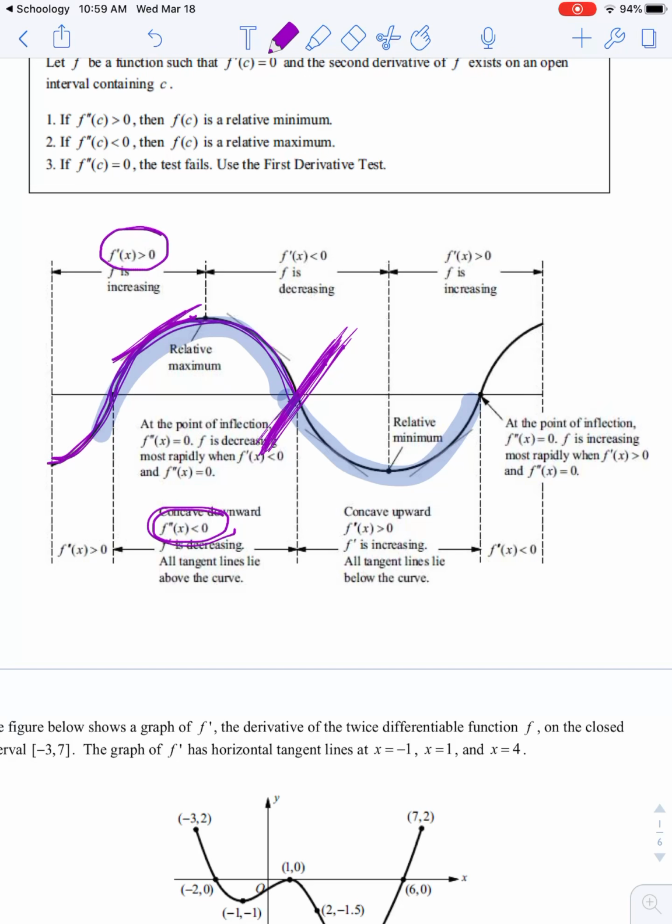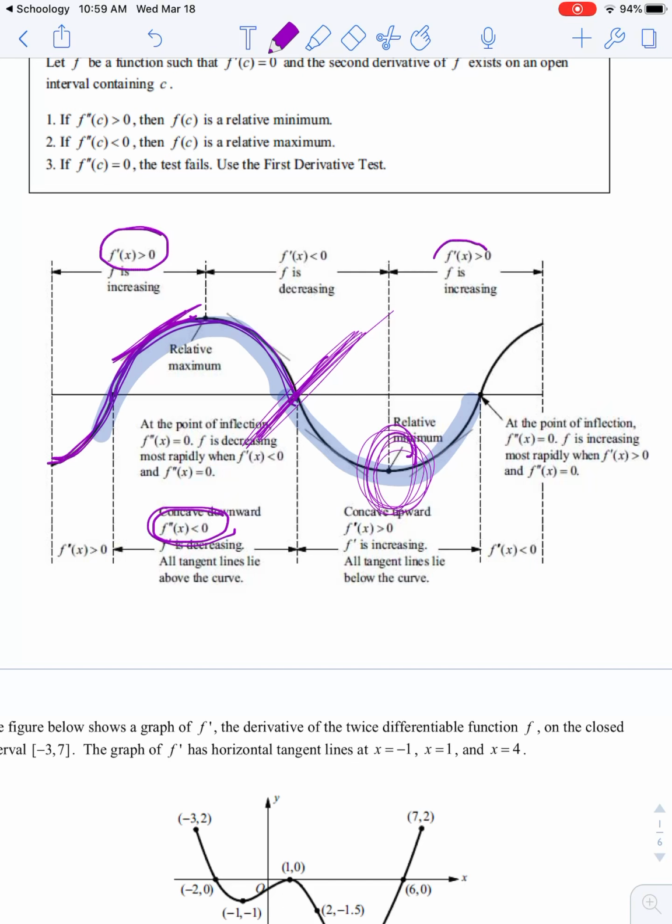Always just think of that spot as being halfway between the max and the min, or vice versa. If you look at that, it's like halfway between the maximum and the minimum here. So the second derivative gives you those points of inflection. It's only a point of inflection, again, if it changes concavity or if the second derivative changes signs.